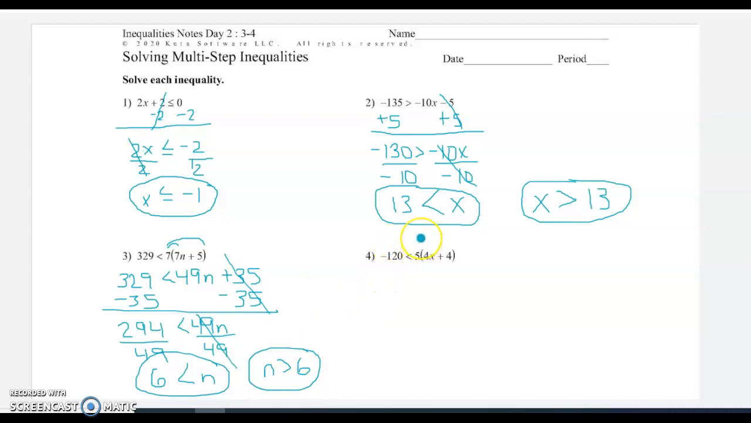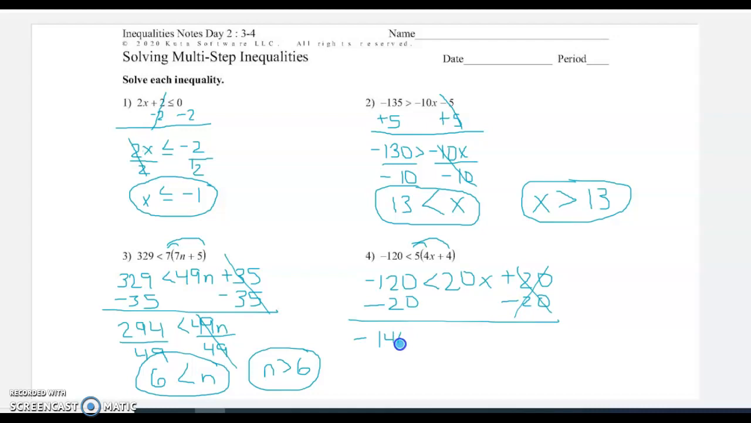Number 4, you'd have to start by simplifying the right-hand side, so you're going to have to distribute the 5. So you have negative 120 less than 5 times 4x, which is 20x. 5 times 4 is positive 20. Nothing else to simplify, so we start moving. So to move a positive 20, we would subtract 20 on both sides of the inequality. 20 minus 20 is gone, so negative 120 minus 20 is negative 140, is less than 20x.